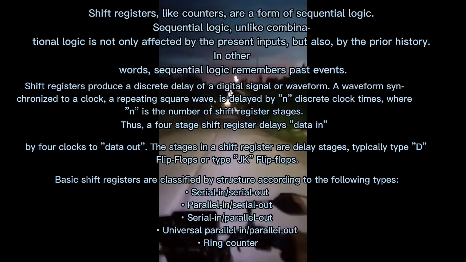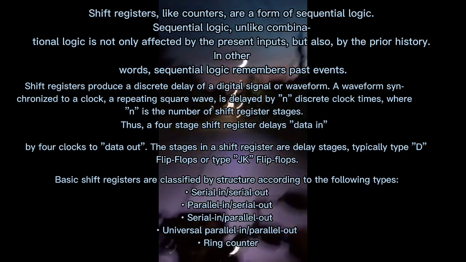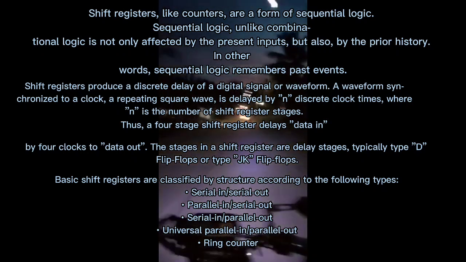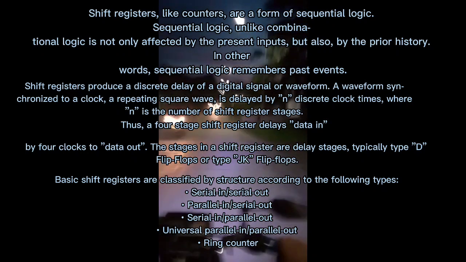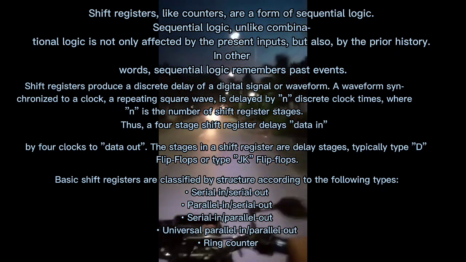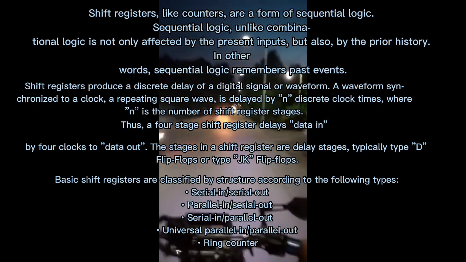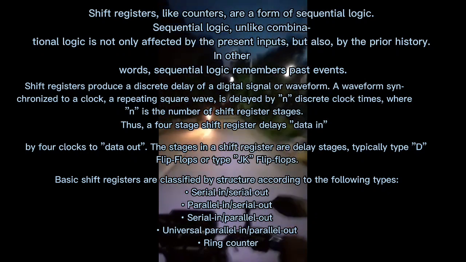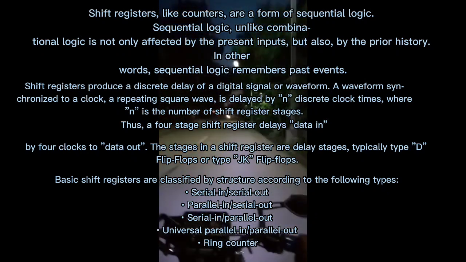Basic shift registers are classified by structure according to the following types. First is the serial in, serial out type shift register. Second is the parallel in, serial out. Third is the serial in, parallel out. Fourth is the universal parallel in, parallel out, and the ring counters.